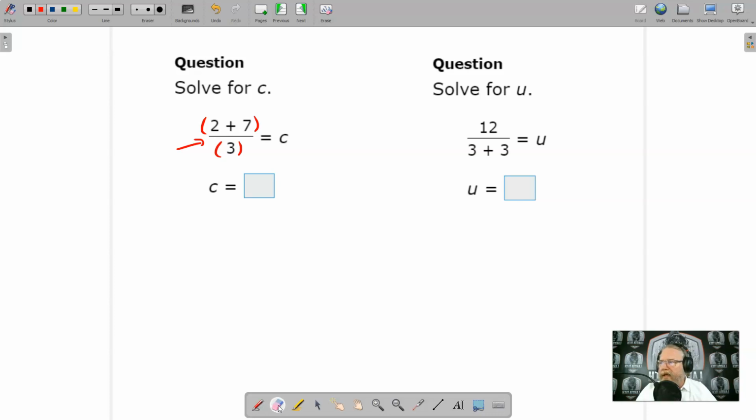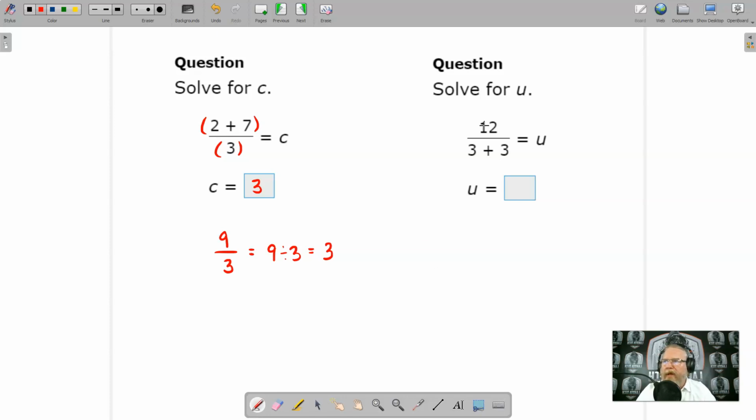Let's leave the parentheses there, just for the fun of it. So 2 plus 7 is 9. The denominator, 3, is already simplified as much as we can. Now, this is equal to 9 divided by 3, because a fraction is a division problem. So we divide the numerator by the denominator. 9 divided by 3 is 3, so C equals 3.